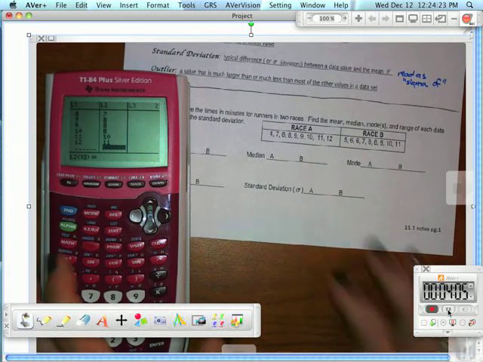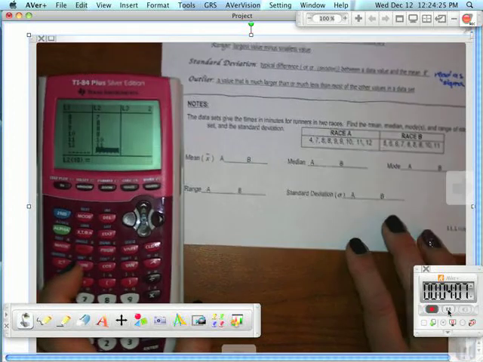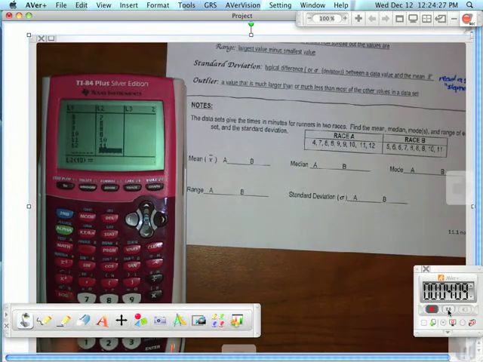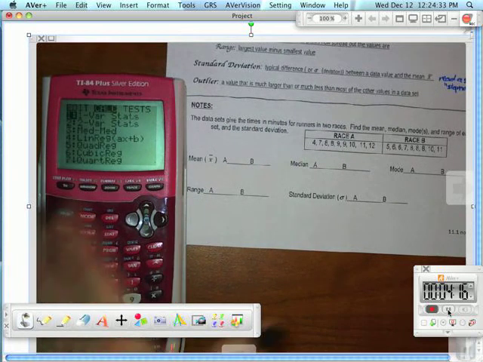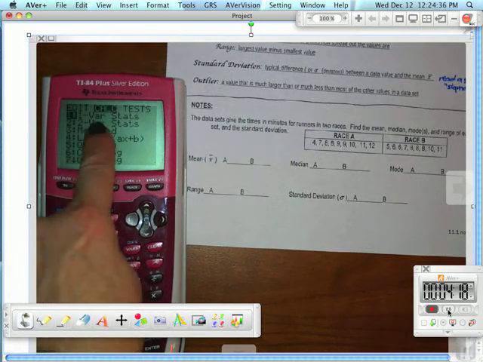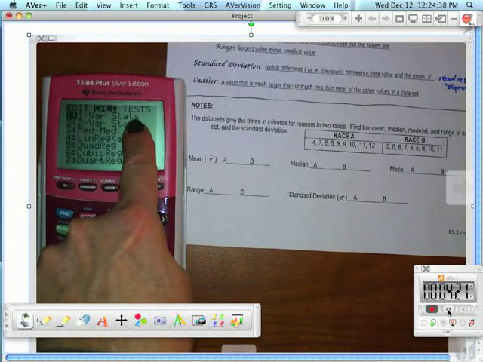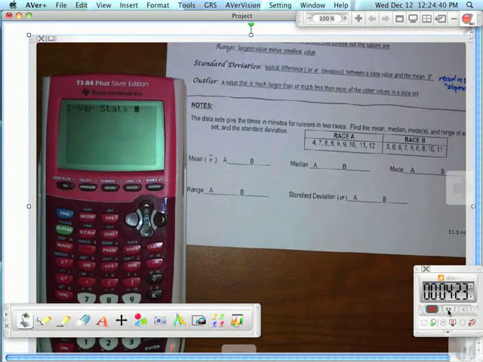All right, now, to find the mean, you want to close out of this. So I'm going to do 2nd Quit. I'm going to go back to Stat, over to Calc, because I want the calculator to tell me some stuff about these statistics that I added in here. So I'm going to push Enter, and then I'm going to push Enter again. So this is for the first list.